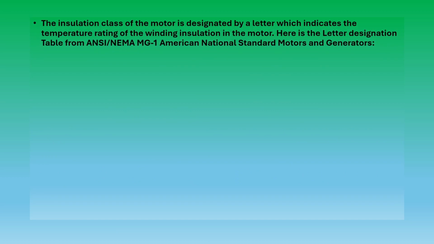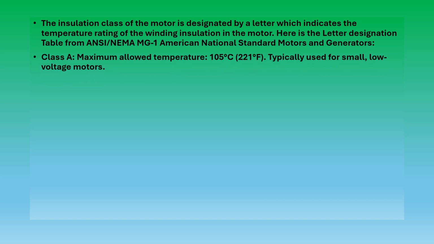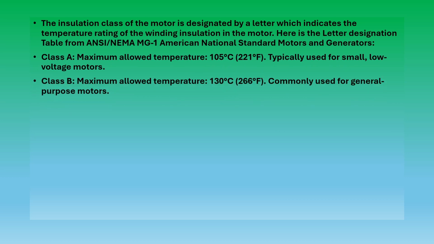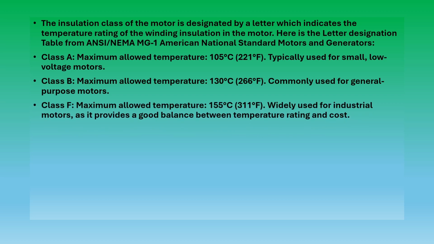The insulation class of the motor is designated by a letter which indicates the temperature rating of the winding insulation in the motor. Here's a letter designation table from ANSI NEMA MG1, American National Standards Motors and Generators. Class A, maximum allowable temperature, 105 degrees C or 221 F, typically used for small low voltage motors. Class B, maximum allowed temperature 130 C or 266 F. This is commonly used for general purpose motors.